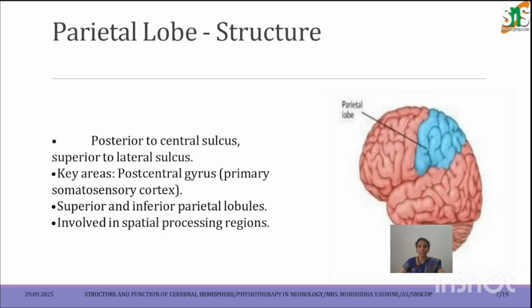Next, coming to the parietal lobe. It lies posterior to the central sulcus and superior to the lateral sulcus. This picture, blue in color, shows the parietal lobe. The key areas are the postcentral gyrus, which is the primary somatosensory cortex, and the superior and inferior parietal lobules, which are present in the parietal lobe and are involved in spatial processing. So this region is called the spatial processing region.